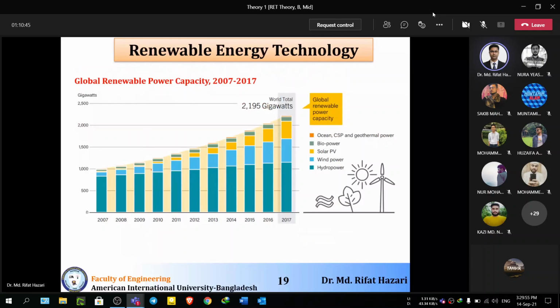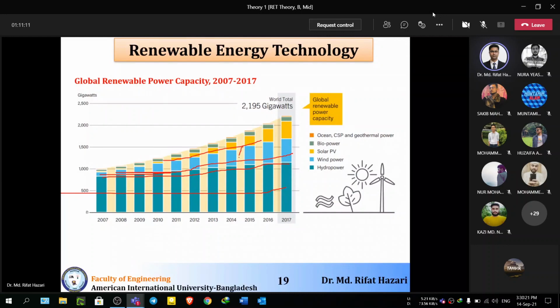Okay, so let's talk about some other statistics. For example, if you look at renewable energy from 2007 to 2017, this is the growth of hydropower. Hydropower is almost constant, right? But wind turbine, you see, is expanding, right? And solar is also expanding.